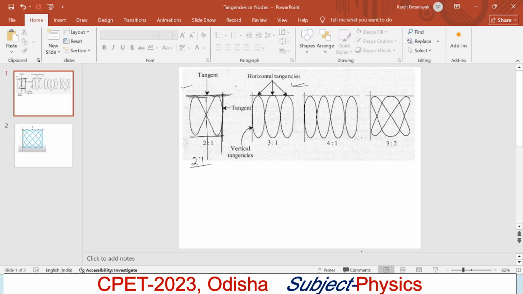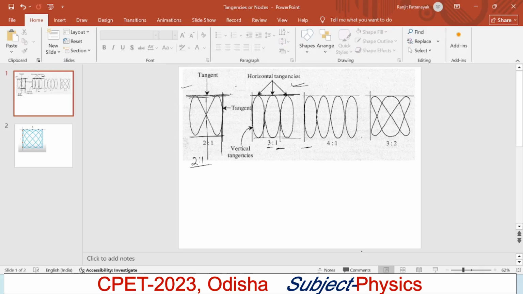For this case, vertical tangents are this one, 1, 2, 3. Okay, 1, 2 and 3, but horizontal tangents are only this one. Okay, only this one tangent, or you can draw this one, right? So here 3 vertical tangents and 1 horizontal tangent.